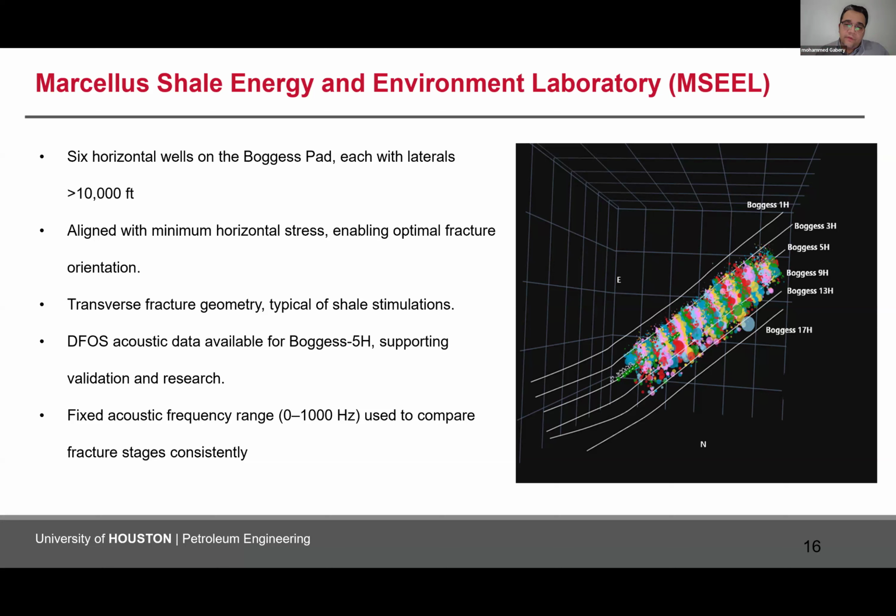To compare between different fracture stages for Bogus 5, we fixed the range to be between 0 and 1000 hertz. All the recorded frequencies are available, but to compare between different stages, we fixed the range between 0 and 1000 hertz to compare the signature of each stage to each other.